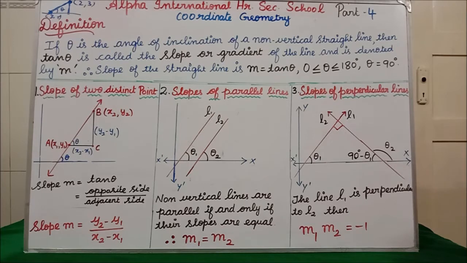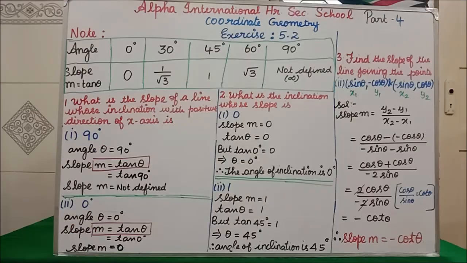But these are the formulas you have to know, then only we can start the exercise. Now we will go for the exercise. Now we are in exercise 5.2. Before entering into 5.2, we have to know the tan theta values.